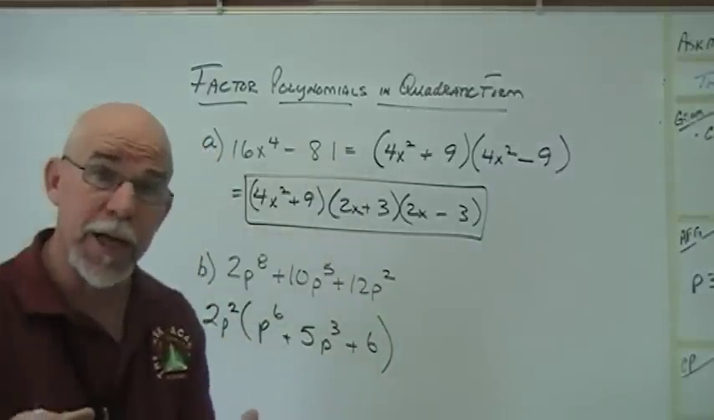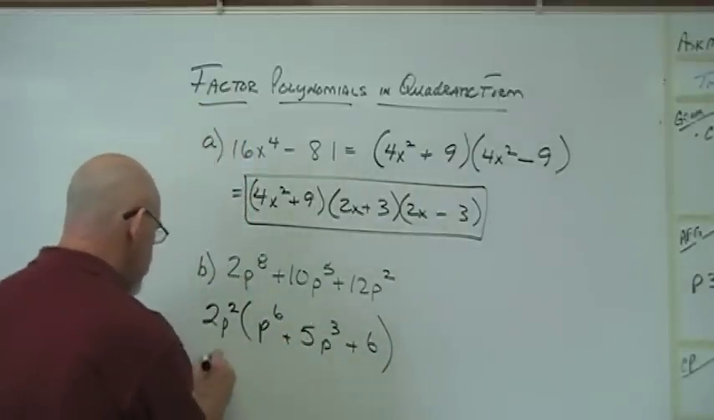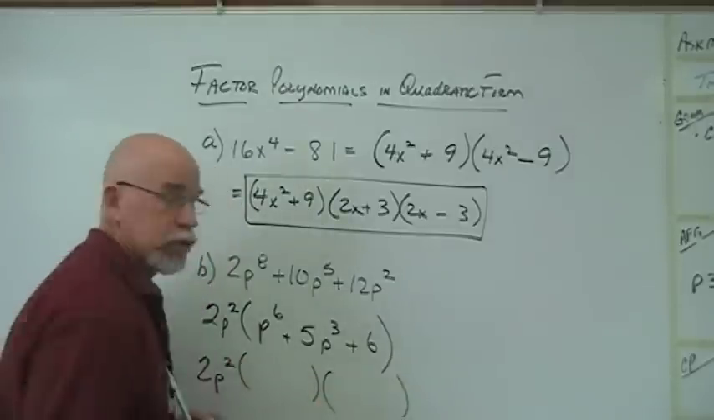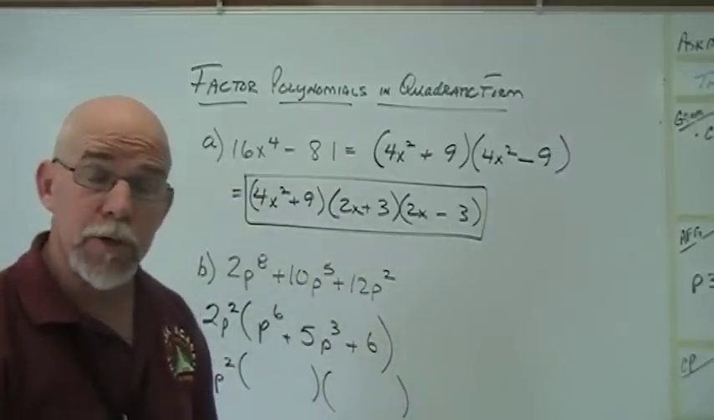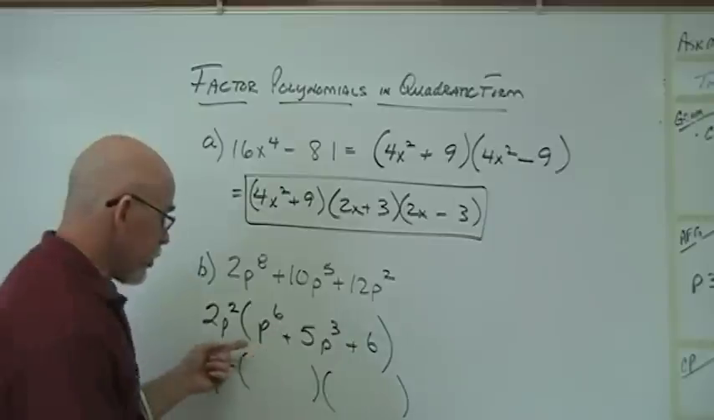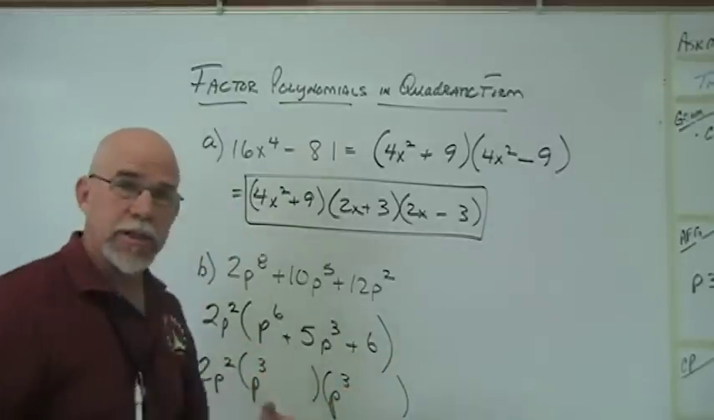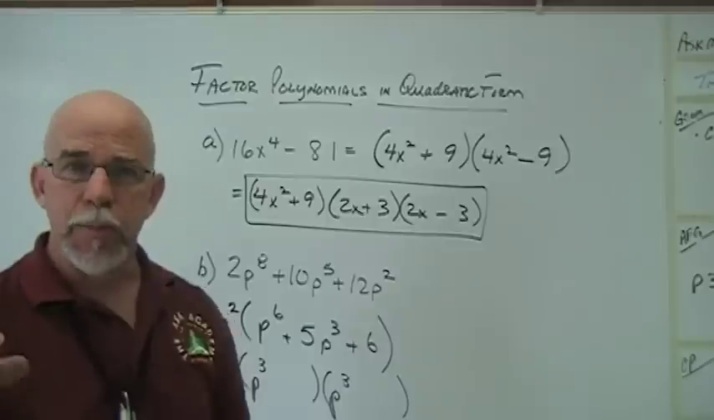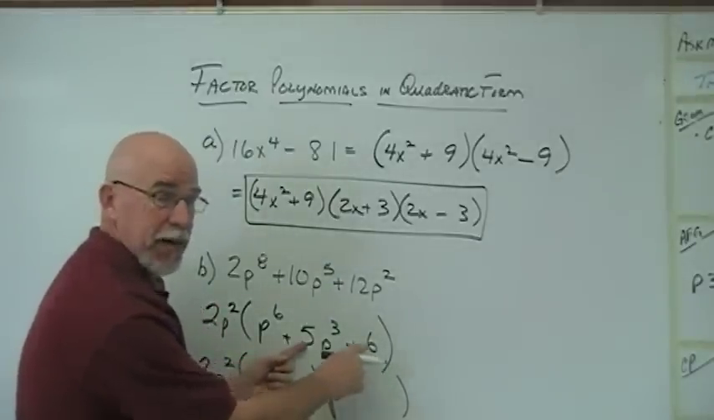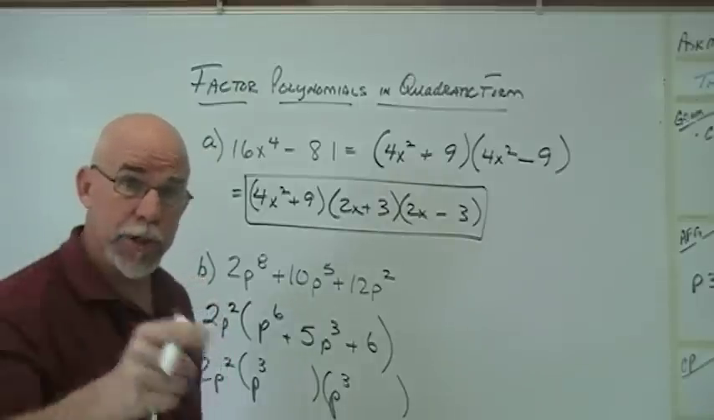But that's a trinomial now. We factored common terms out. Now I'm left with a trinomial that I need to be able to recognize. It is a trinomial that can be factored the way we taught you back in the quadratic terms. Again, I know this isn't a quadratic, but you can think of this as being factored into p to the 3rd power times p to the 3rd power, and then two things that multiply to 6 and add to 5. Two numbers that multiply to 6 and add to 5, that's going to be 3 and 2.